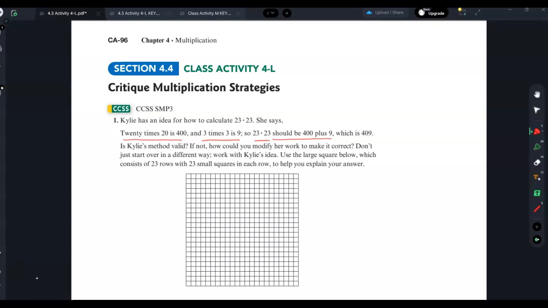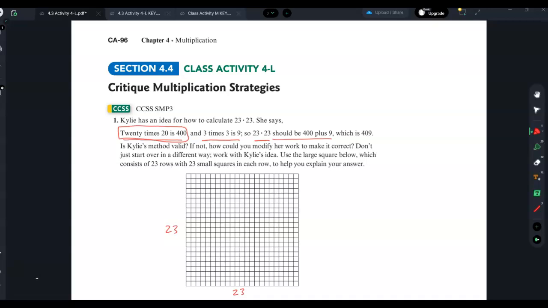Work with Kylie's idea. Use the large square below, which consists of 23 rows with 23 small squares in each row, to help explain your answer. So 23 times 23, I could multiply those and that would find the total number of squares in this array. Of course, that's not an easy thing to do in your head. So I'm assuming that's what Kylie's trying to do, is to find a way to do this in her head. So she's starting with 20 times 20 and saying that's 400, right? And so again, if that's something you have memorized or can calculate easily in your head, it would make sense to try and use that.